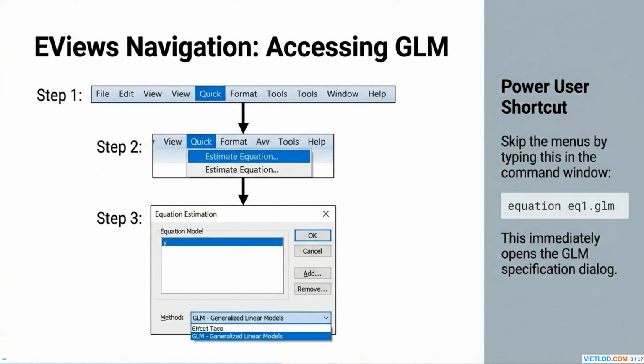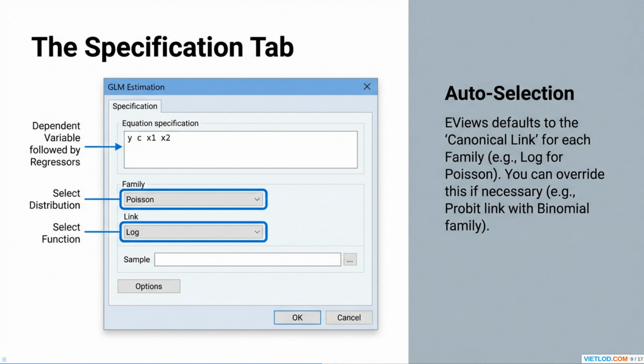For those who prefer a more efficient workflow, EViews also offers a power user shortcut. By simply typing equation eq1.glm into the EViews command window, you can bypass all the menu navigation. This command immediately opens the GLM specification dialog, allowing you to quickly enter your equation and choose your desired family and link functions, such as Poisson with a log link, as we discussed earlier.